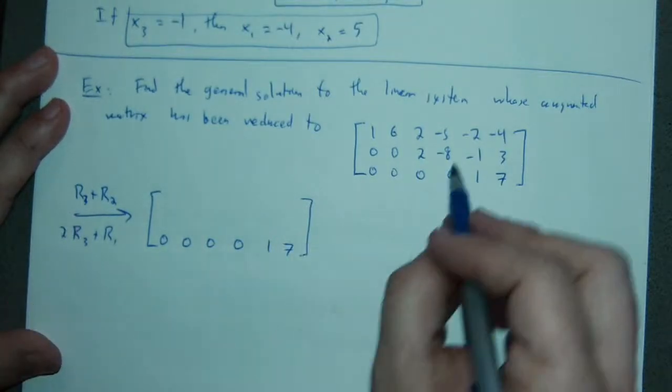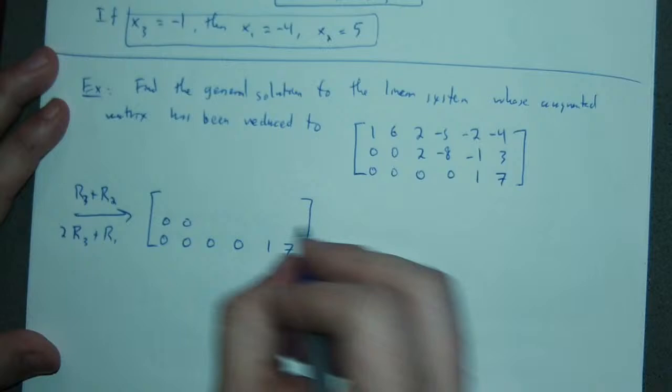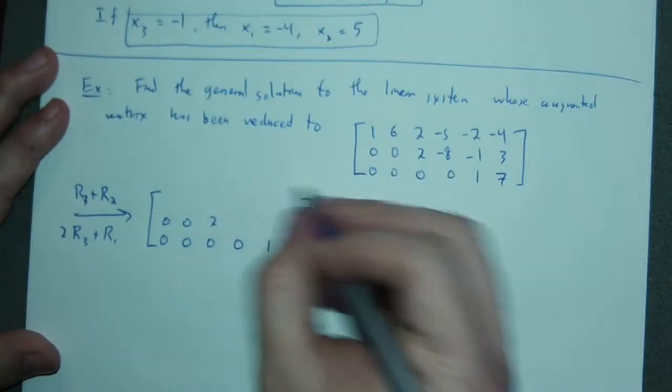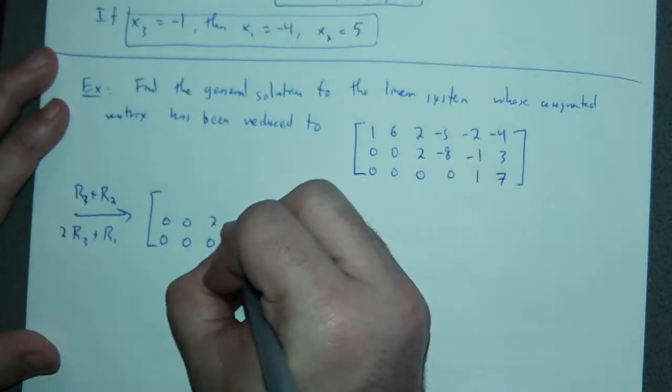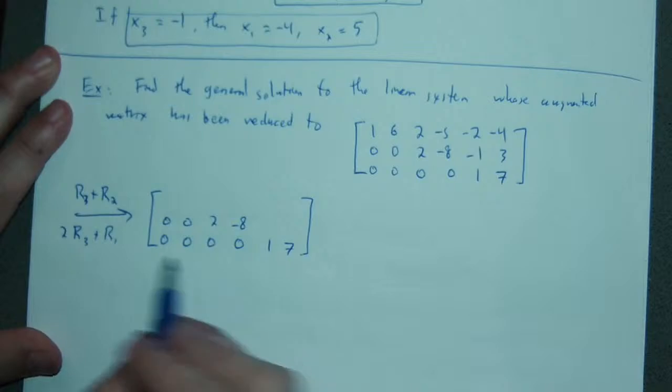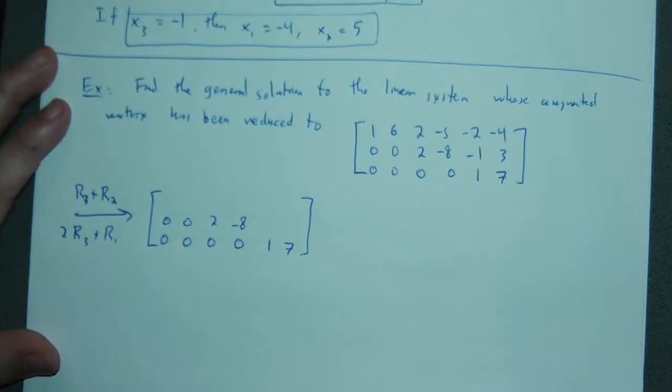Okay, row 3 plus row 2, so this is 0, 0, 0 plus 2 is 2, 0 plus minus 8 is minus 8. Those are unchanged. That's what having these zeros here helps us with. 1 plus minus 1 is 0. 7 plus 3 is 10.